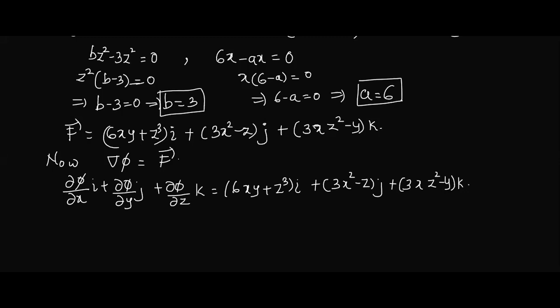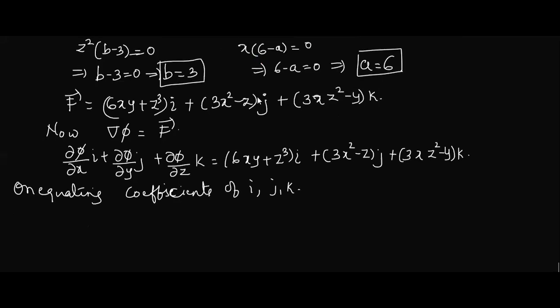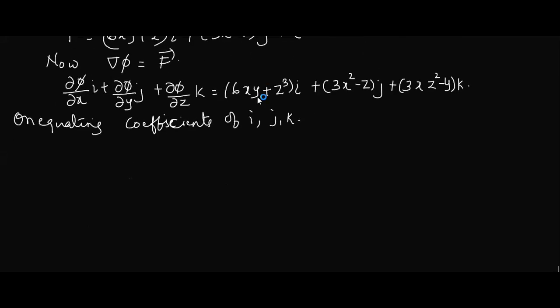Again, two vectors are equal means what we can do? Corresponding ijk coefficients can be equated. So just write, on equating coefficients of i, j, k. If you don't write also, it will do, but for your understanding, I am writing. What is the coefficient of i here? Dou phi by dou x. What is the coefficient of i? 6xy plus z cube.